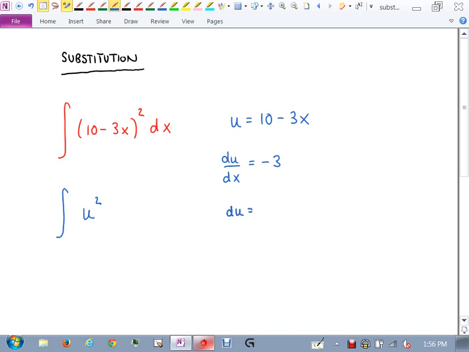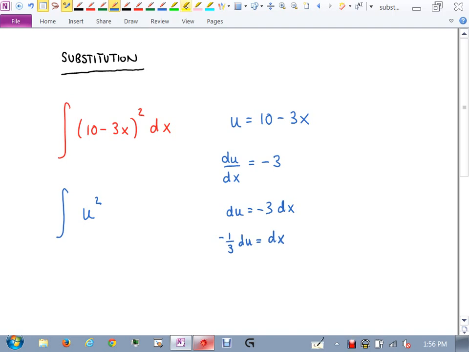du is equal to negative 3 dx. Do you agree? Treating it almost like a fraction on the left side, multiplying both sides by dx. Can you solve this for dx now? Divide both sides by negative 3. So doesn't that give you negative 1/3 du equals dx? You with me there?